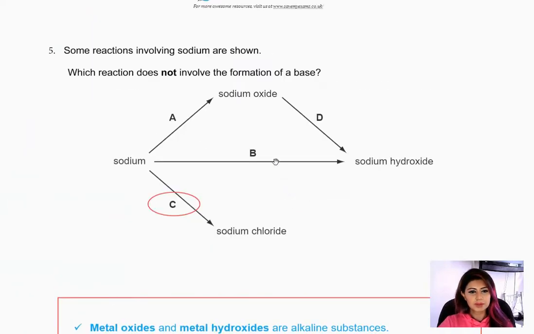Question 5. Which reaction does not involve the formation of a base? A base would be a metal oxide or a metal hydroxide. As you can see here, we haven't got any oxide or hydroxide, so that would be not forming a base.